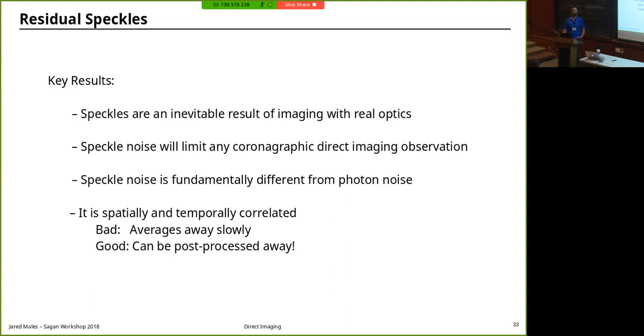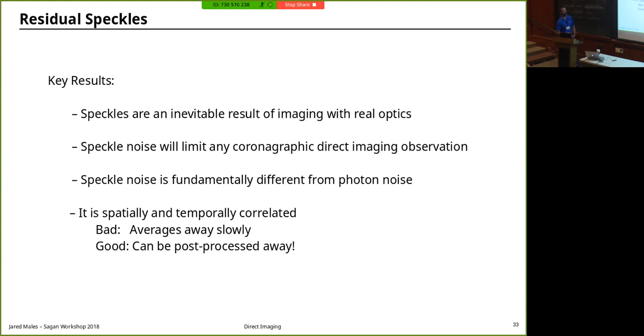These are an inevitable result of imaging with real optics. Nothing you can do about it. There's just no way we can polish optics to the level where we would have negligible speckles. Speckle noise is going to limit any coronagraphic detection attempt on an exoplanet. And there's just nothing you can do about it.